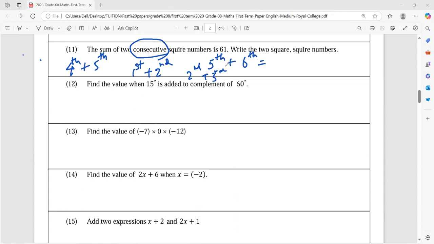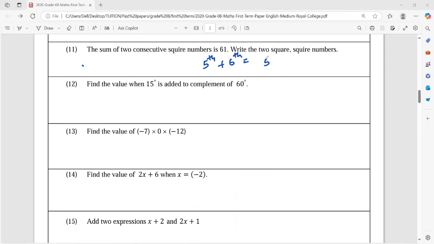So here I try with the fifth square number plus the sixth square number, which is 5 squared plus 6 squared, equal to 25 plus 36. If you add like this, 5 plus 6 is 11, and 1 carries. Now 2 plus 3 plus 1 is 6, so 61. So the two square numbers are 25 and 36.